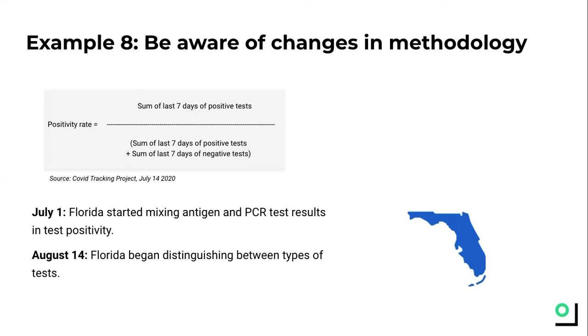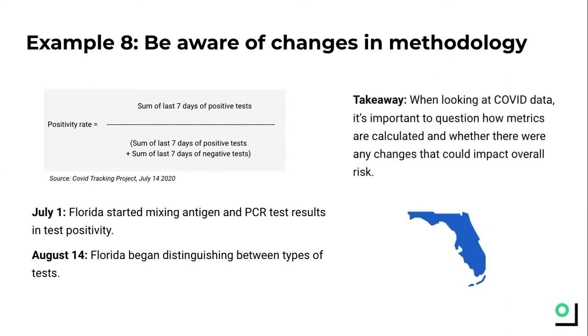On August 14th, the Florida Department of Health began distinguishing between antigen and PCR tests for test positivity. If you weren't aware of this change, you might look at test positivity in August and believe that it had increased since July because the COVID situation in the state had worsened. In reality, the new test positivity rate would seem higher only because it was being compared to the low test positivity rate caused by the inclusion of false negatives.